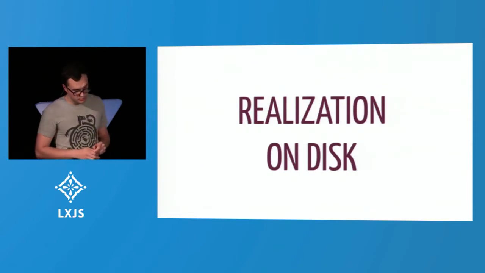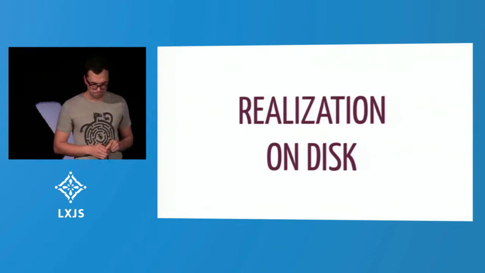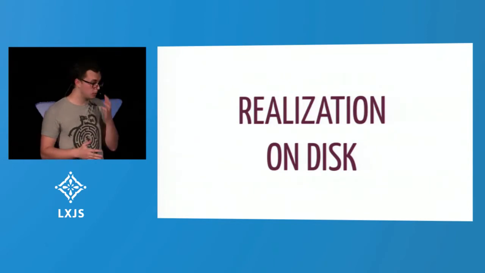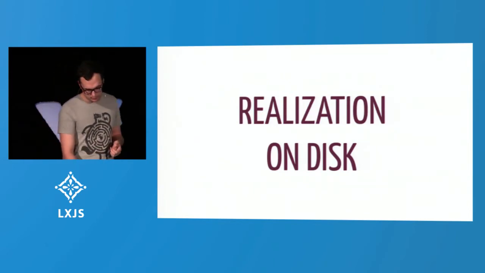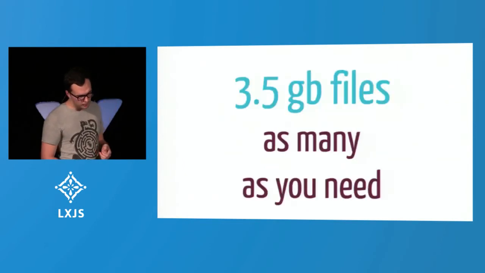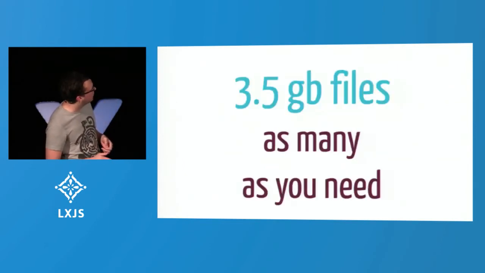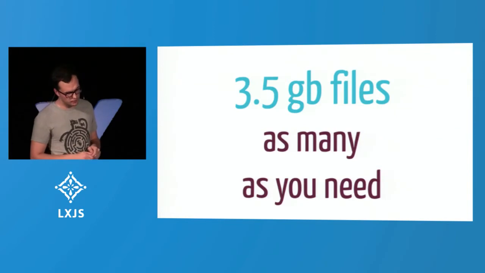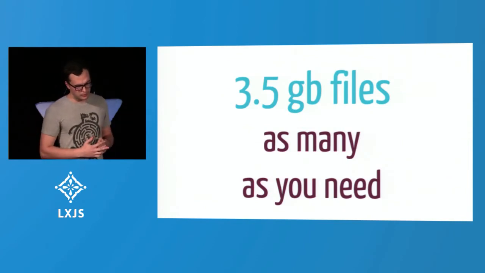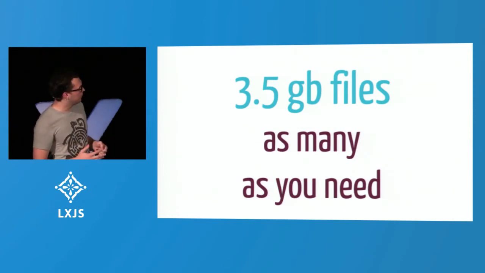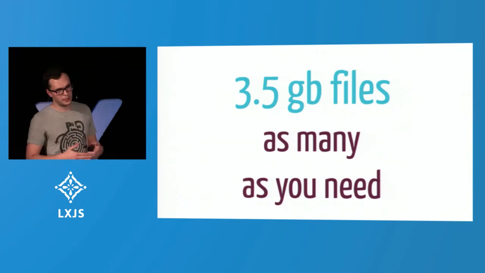So, the realization on disk. We can separate the whole realization into on-disk realization and in-memory realization. I'll describe how it works on disk. We have 3.5 gigabyte files. Each one holds thousands of photos usually. And we have as many as we can fit on one disk.